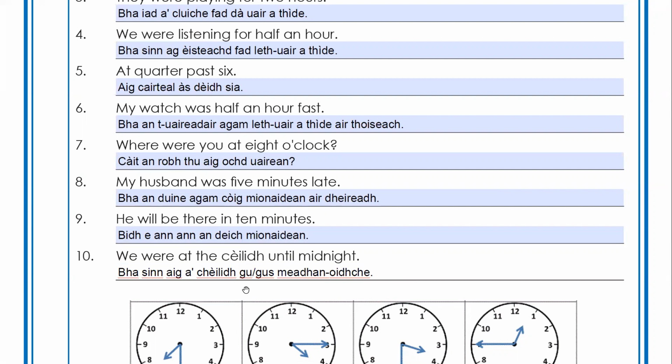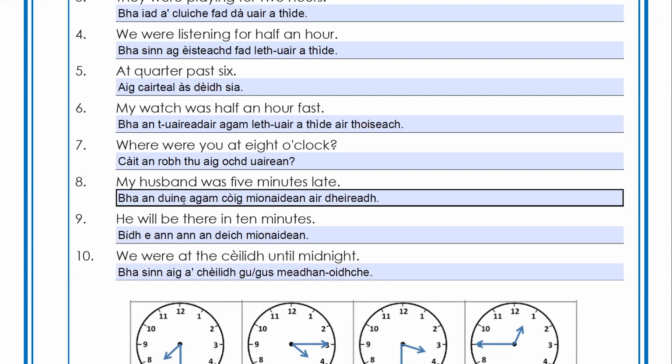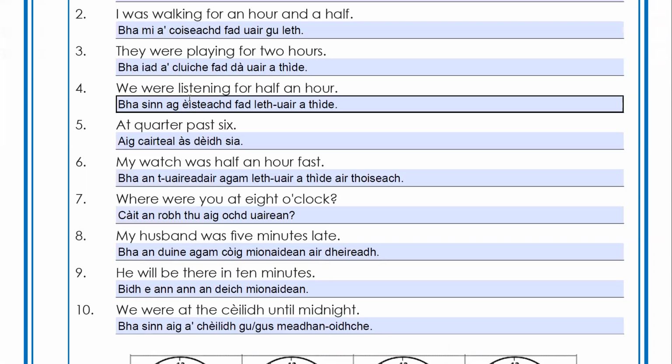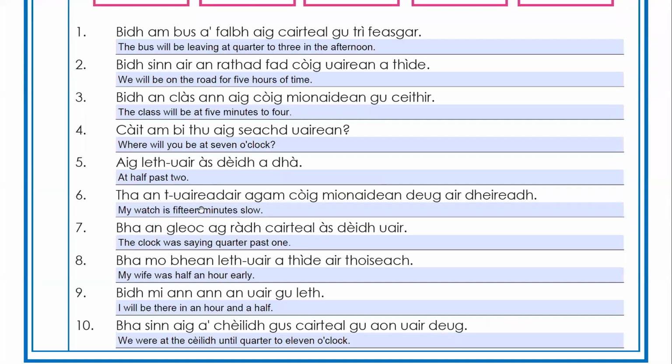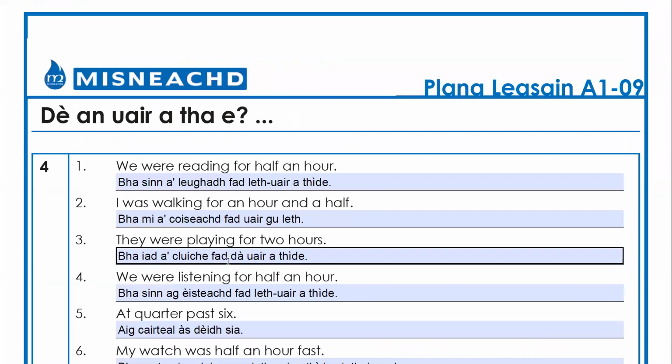So hopefully you managed those. We haven't covered the construction an duine agam, perhaps, so that might have been tricky. An duine agam, my husband, but where we had mo bhean, my wife. That will be the subject of another lesson.